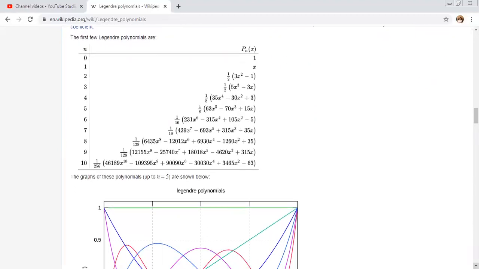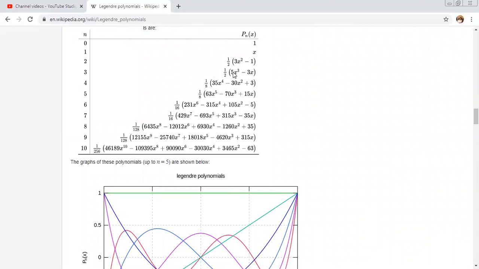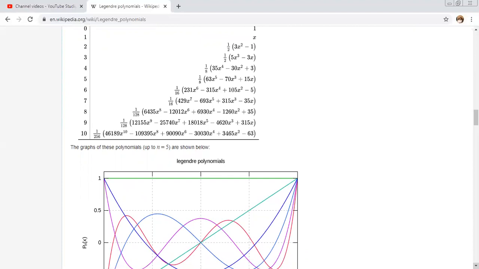Okay, so the first few Legendre polynomials: P0 of x is 1, P1 of x is x, P2 is half 3x squared minus 1. As a student, I would often remember as far as the third, so that's the 0th, first, second, third. Yes, I used to keep till the third. So half 3x squared minus 1 and half 5x cubed minus 3x. The higher ones I wouldn't say that you memorize, because they're usually given if they're required to be used.